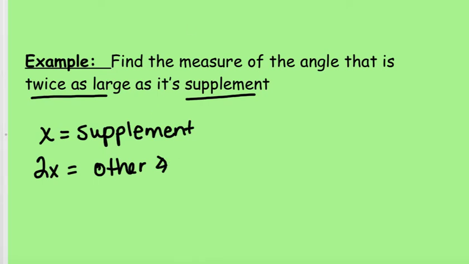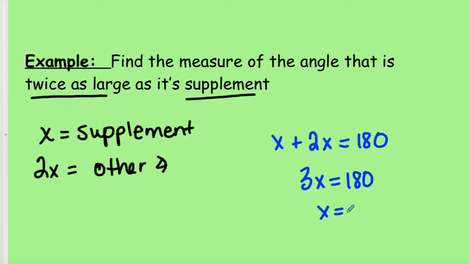So now that I have two variables and I know that supplementary angles equal 180, I can write an equation, x plus 2x equals 180 degrees. So that gives me 3x equals 180, and so x equals 60. So if the supplement is 60, then the other angle, which is what we're trying to find the measure of, would be 120 degrees.